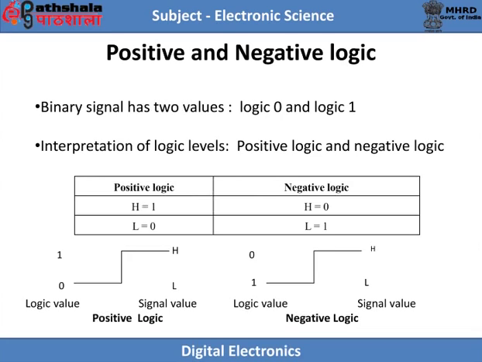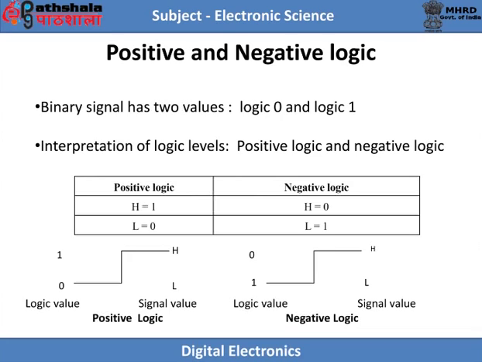Every logic gate accepts inputs and produces output in terms of logic and voltage levels. There is a freedom to interpret logic and voltage levels, which leads to two types of logic configurations as positive logic and negative logic. The table shows two assignments that define positive and negative logic systems.